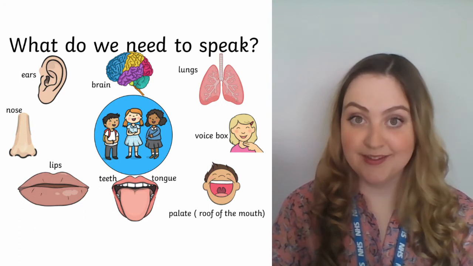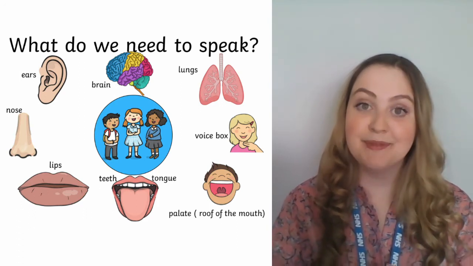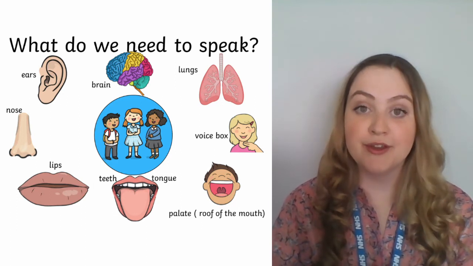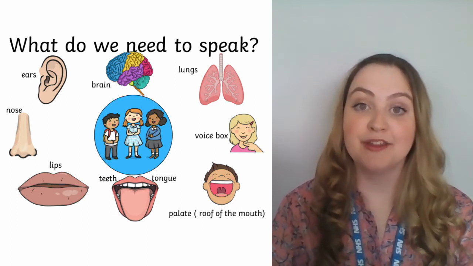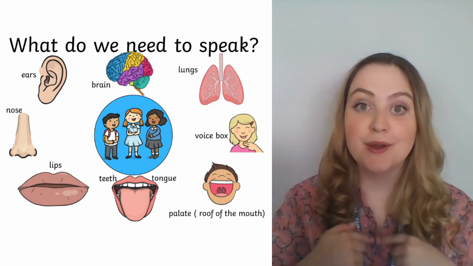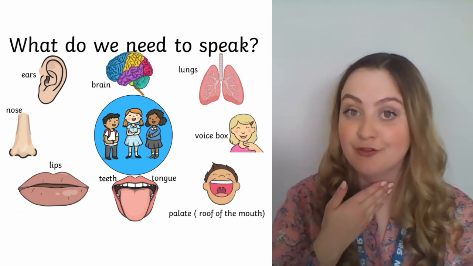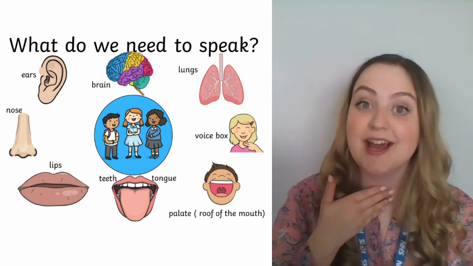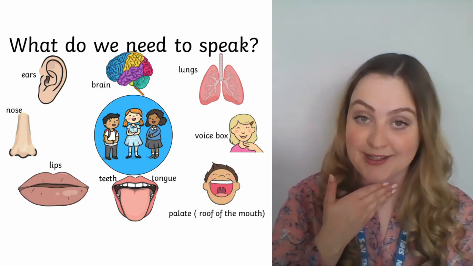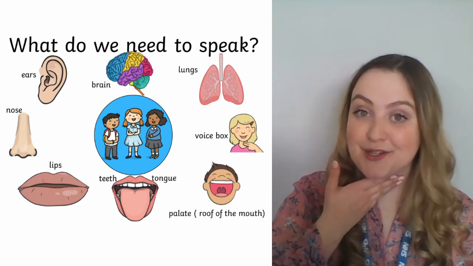We need our brain. First of all, our brain is going to decide what exactly we want to say and then send messages to all the other parts of our body to get everything ready to make the sound. The lungs are needed in speech to help get air up to our voice box and into our mouth to make the sound. Our voice box is in our throat and it can help to make sounds loud or quiet. If you put your hand on your throat, you'll be able to feel it buzzing while you talk.